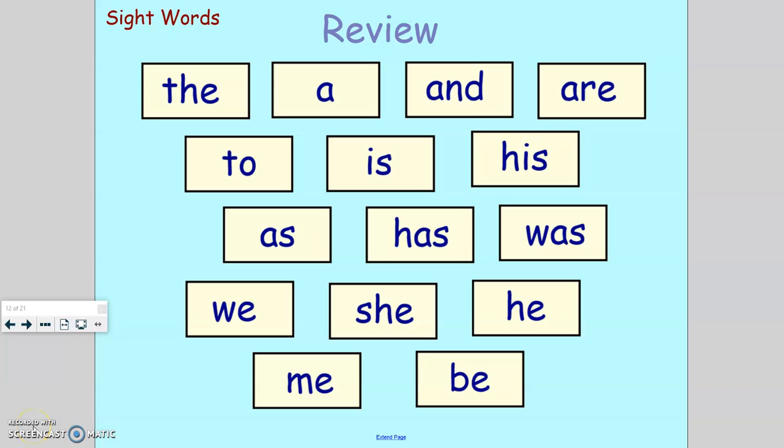During phonics today, we're going to be continuing with Unit 4, Week 3. Yesterday, we ended our lesson with reviewing our sight words or trick words, the ones that we have learned already. So let's do that again. Repeat after Miss Frem. The, a, and, are, to, is, his, as, has, was, we, she, he, me, be.